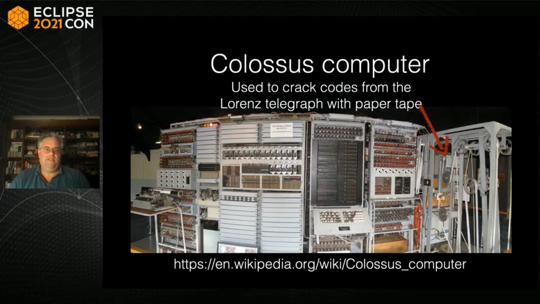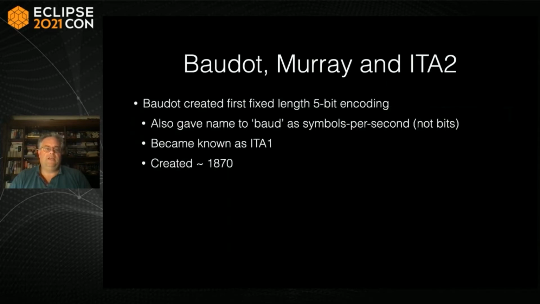So how do you encode data onto that tape? Well, it turns out that there was a standard that grew out from Baudot and Murray and turned into ITA1 and ITA2. Baudot created the first fixed length 5-bit encoding and also gave his name to baud as a rate of symbols per second, not bits per second. Ultimately, the Baudot encoding became known as ITA1, International Telegraph Alphabet 1, and that was created in about 1870. So we're going quite far back.